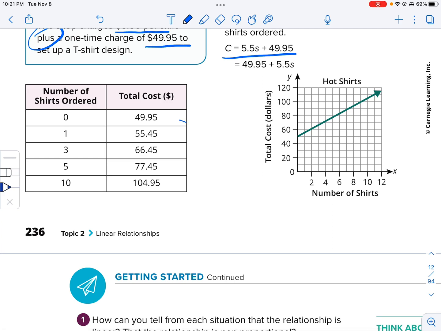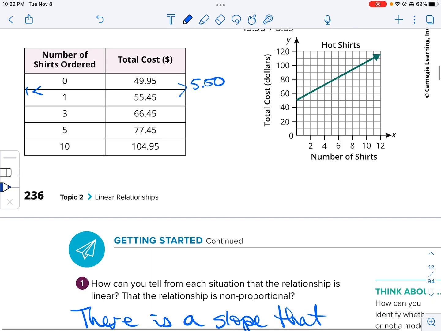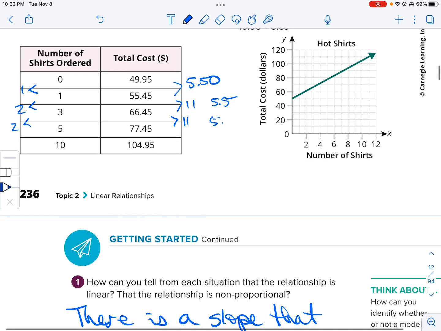Here, 55.45 minus 49.95. Sometimes I really wish I would use a normal calculator. That would get me 5.50. This would get me 1, so that works. Then if I have 66, oh, that's 11. That's 2. 11 over 2 gets me 5.5. This next one, oh, that's 11 again. That's still 2, so that's 5.5.